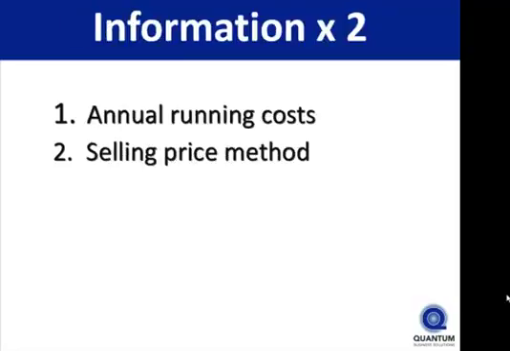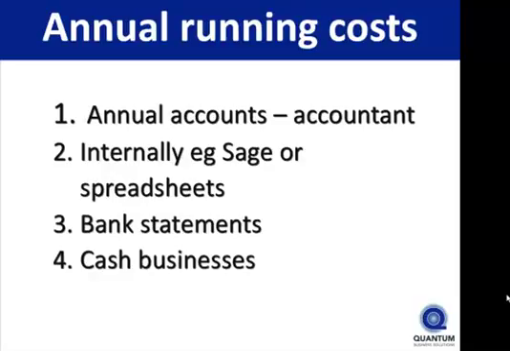Okay, so what do you actually need to work out your selling prices? You're going to need your annual running costs, and you're going to need your selling price method, whatever that is. And I'll come to this spreadsheet very shortly. So your annual running costs, they're the costs to run your business. Where are you going to get this information? If you have an accountant, as many businesses do, you go to your accountant, get hold of your last set of annual accounts, and it'll list out all your costs.